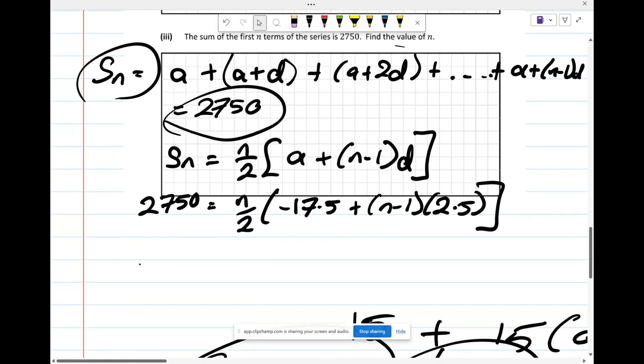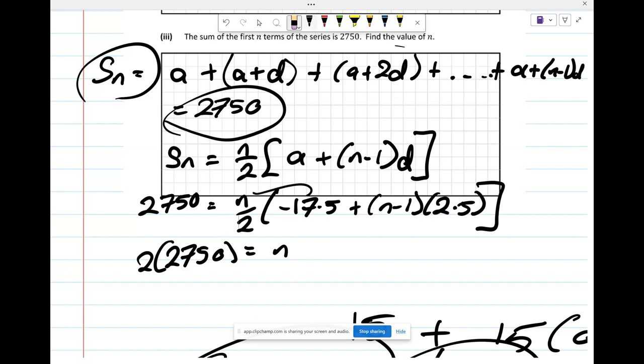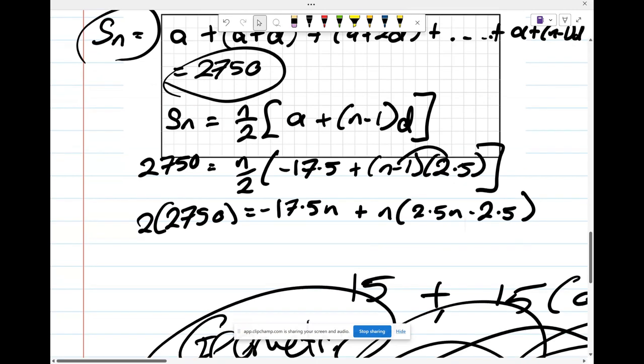So we can multiply by 2, so multiply across by 2 is equal to n times, what actually we can do is multiply n by the n as well, so that'd be minus 17.5 n plus n times n minus 1. Oops. We can multiply in this 2.5, so 2.5 n minus 2.5. And now we just need to keep going.